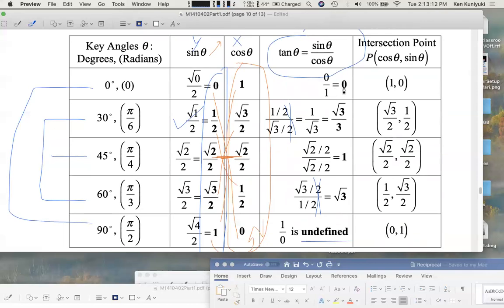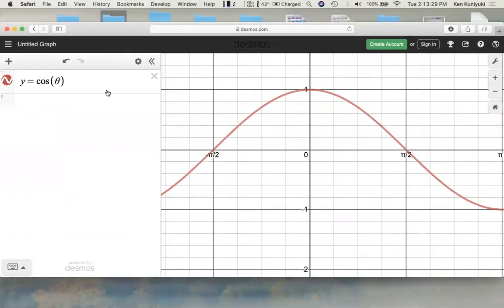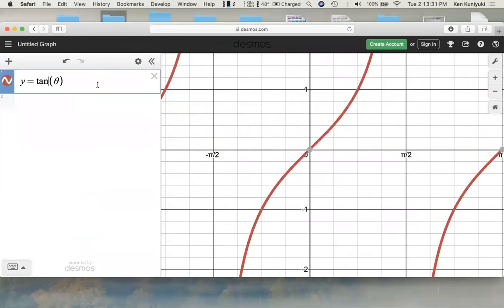Increasing. 0. Remember, root 3 is about 1.7, so this is a bit higher than 1/2. 1. Root 3, again, is about 1.7, going towards infinity in a way. If you remember the graph for y equals tangent of theta, we actually have a VA here and a VA here. But if you look at quadrant 1, as theta goes from 0 degrees towards 90 degrees, or pi over 2 radians, you can see that the tangent values increase. In fact, they increase towards infinity.